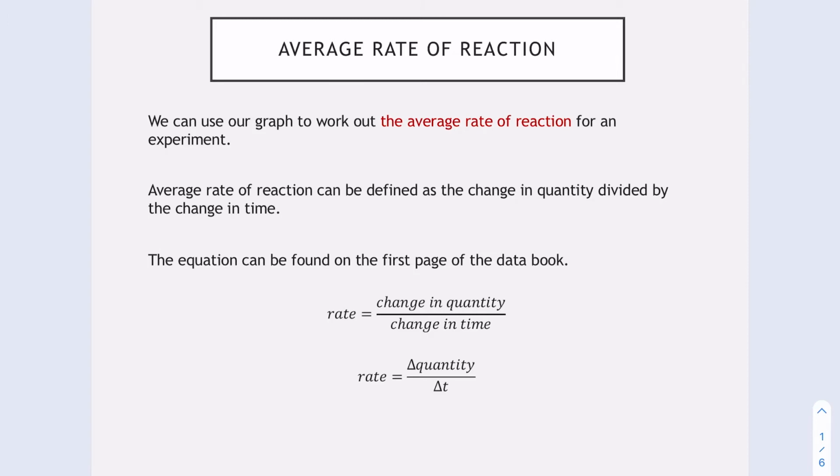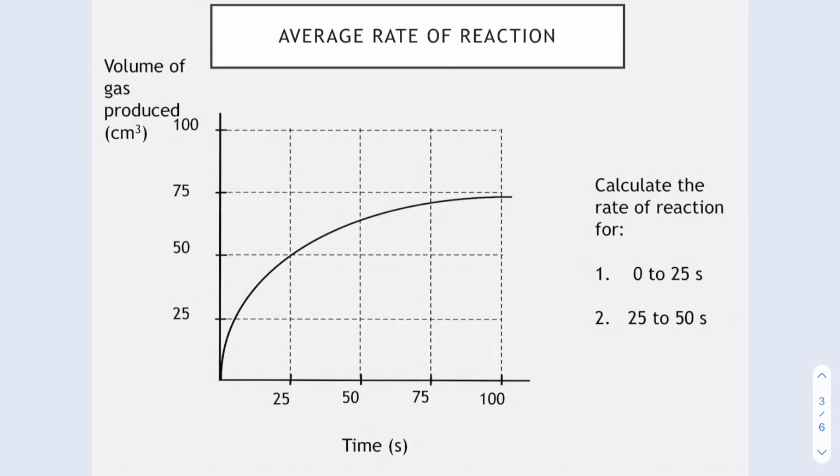as shown by this equation here. Now it's in the data book on the first page, so you don't even need to memorise it. Now these little delta signs, the little triangle, mean change in. So it's the difference between the two of them. So let's try some examples.